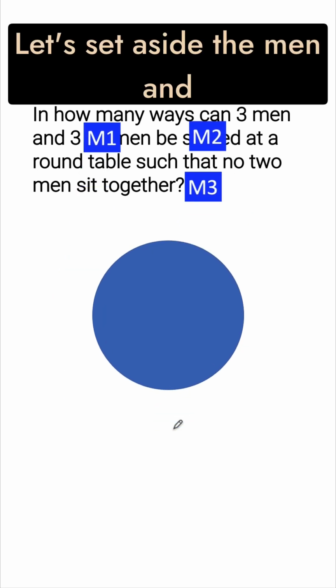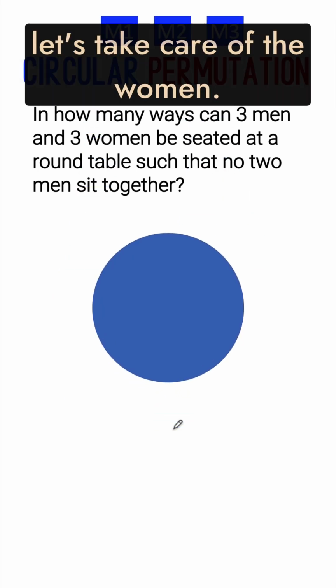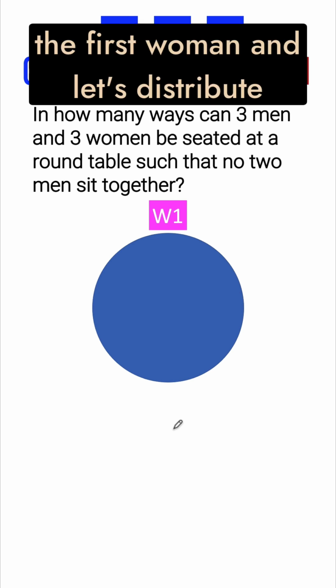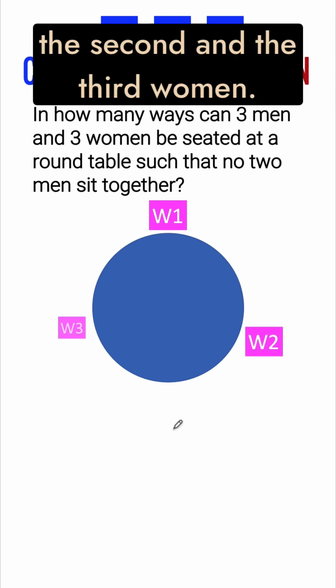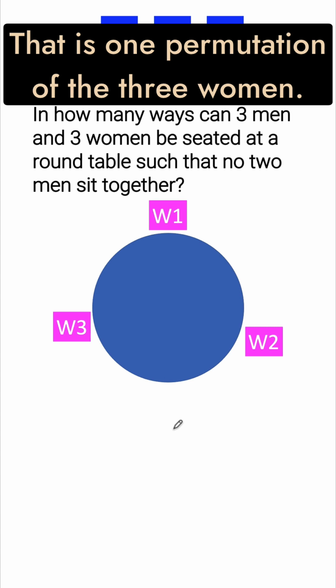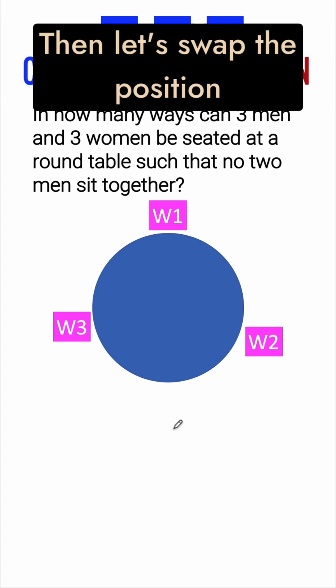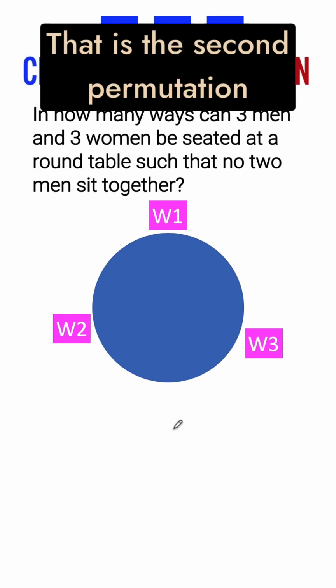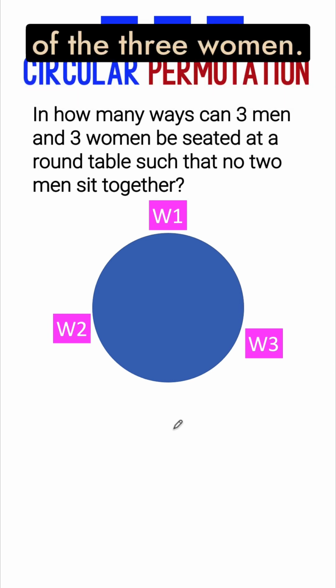Let's set aside the men and let's take care of the women. Let's put in a fixed position the first woman, and let's distribute the second and the third women. That is one permutation of the 3 women. Then let's swap the position of W sub 2 and W sub 3. That is the second permutation of the 3 women.